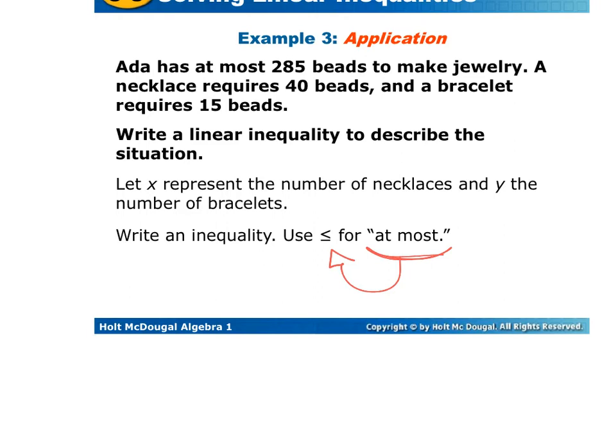So she only has 285 beads. She wants to make necklaces and bracelets. Every necklace uses 40 beads. Every bracelet uses 15 beads. So we're going to create an equation, an inequality, that'll represent this. They're telling us the letter X will be necklaces and Y will be bracelets.